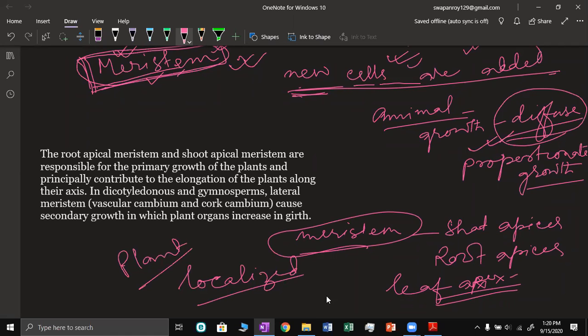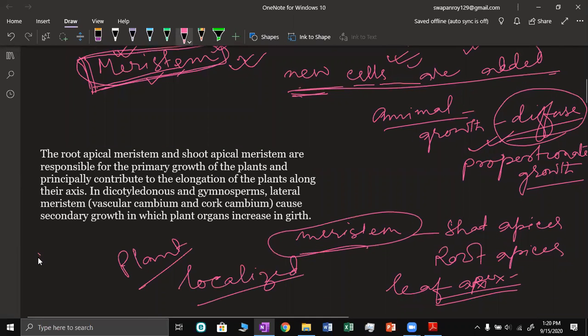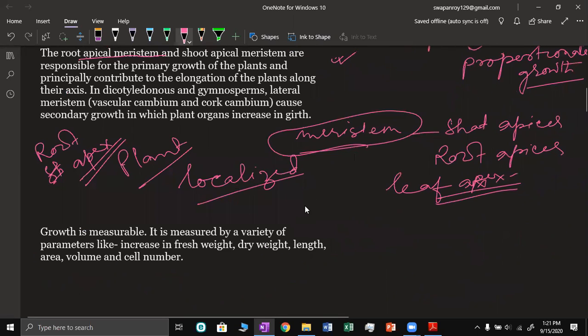So maximum growth, we notice, is in the root and shoot apices, the shoot system, that is at the apex portion. At the tip portion, we find that the plant at its tips has new leaves, shoots, etc. coming out. So this is what happens. This apical meristem, in case of plants, there are actually two types of growth.